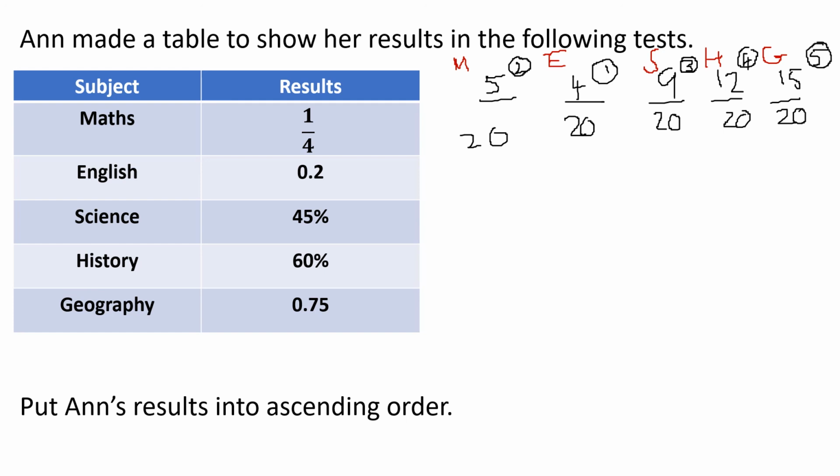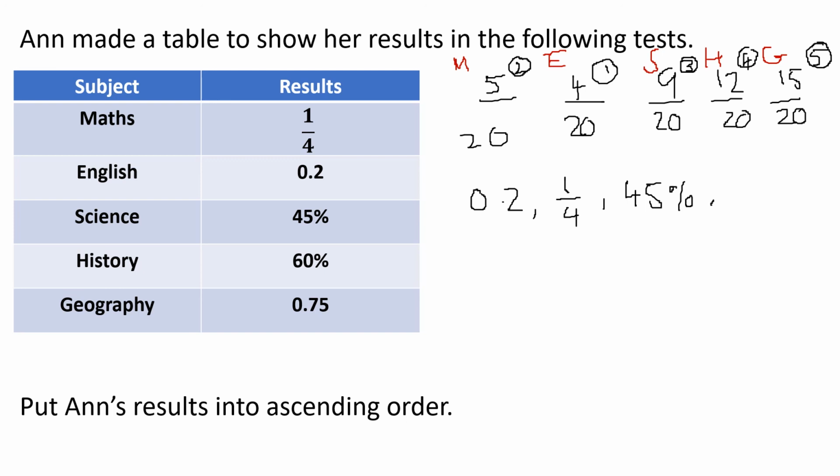Okay, so our last step, we need to remember, we need to give them in the form that they've given us in the chart. So we need to just make sure that we write them as a fraction, decimal or percentage, depending on what it originally was. So our first in the list is English. If we look back into our chart, it was actually 0.2. Our second in the list is maths, which was 1/4. Our third in the list is science, which was 45%.